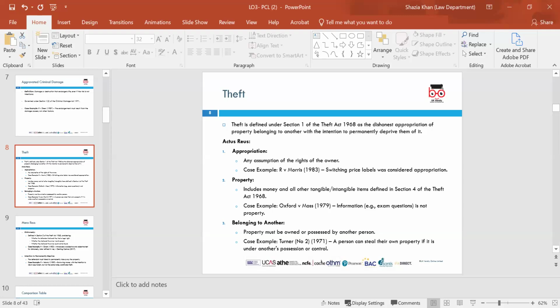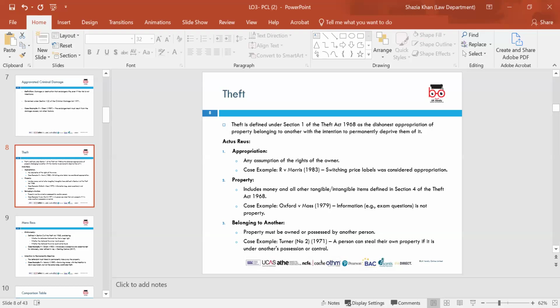The next one is belonging to another, and Section 5 of the Theft Act 1968 states that another person must have possession or control of the property in order for it to be considered to belong to another. The effect of the requirement of possession or control, and not simply ownership, means that a defendant could be liable for the theft of his own property.